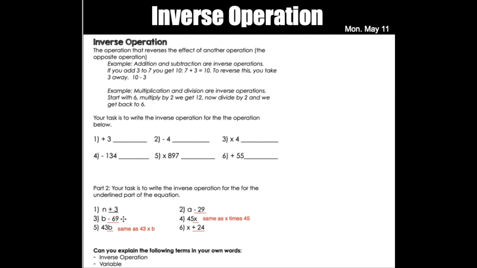What is the opposite of taking away 69? And at the very bottom, it's sort of cut off a little bit. Can you explain it in your own words? What's an inverse operation? What's a variable? What's an expression? And what's an equation? You can write it right there, or you can verbally tell somebody in your family the definition for what those are.